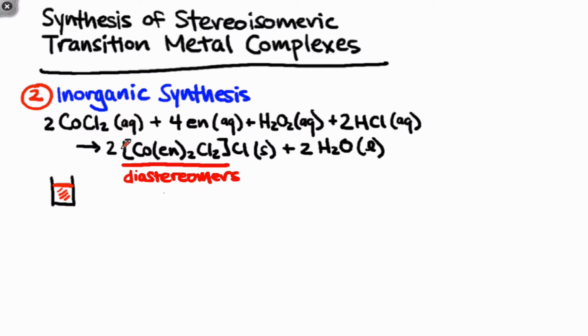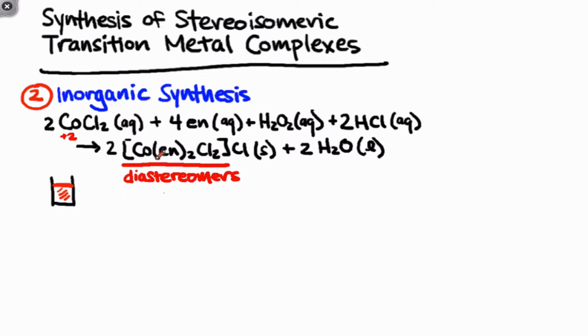We're going to start with cobalt chloride in aqueous solution, and I've just represented that here in a beaker. We'll talk about the operational synthesis here in a second. We're going to combine that with ethylene diamine, which we're going to abbreviate EN, hydrogen peroxide, and hydrochloric acid. Now, one thing we should notice is that in cobalt-2 chloride, the cobalt has an oxidation state of +2. Cl is -1, there are two of them, so cobalt has an oxidation state of +2.